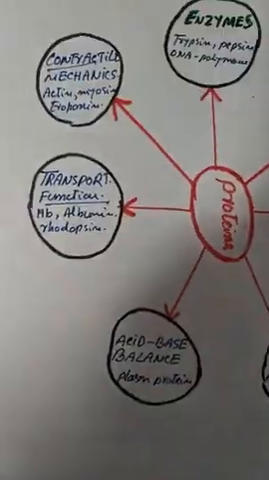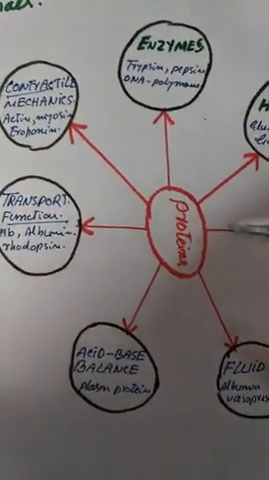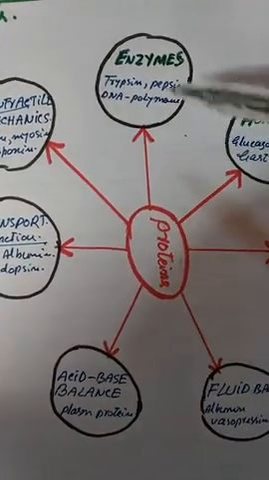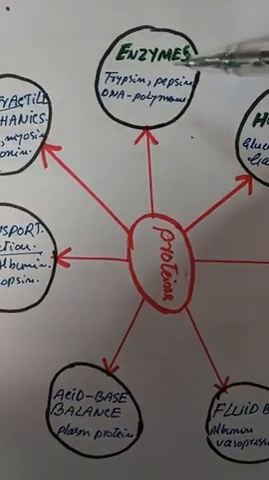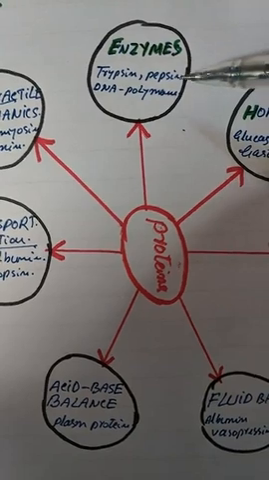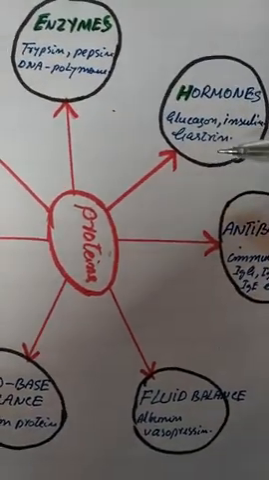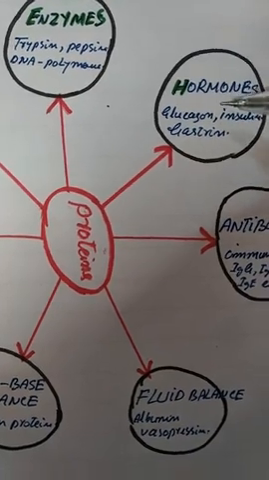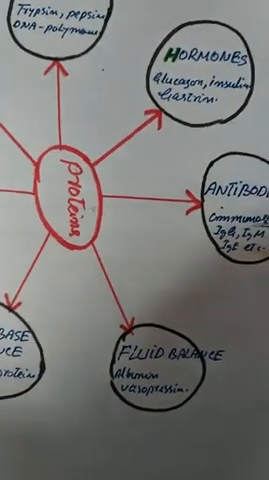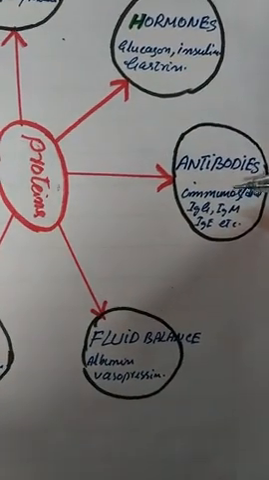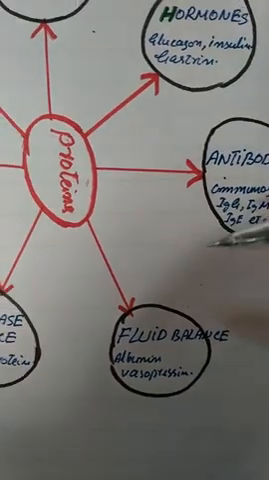Now, these multiple functions of these proteins are depicted in this sketch. This is the protein, and it performs diverse and critical functions. For example, they enter into the formation of enzymes like trypsin, pepsin, and DNA polymerase. They also enter into the composition of hormones like glucagon, insulin, gastrin, etc. They also help in the formation of antibodies, that is immunoglobulins like IgG, IgM, IgE, etc.